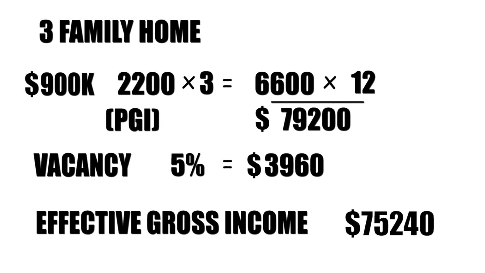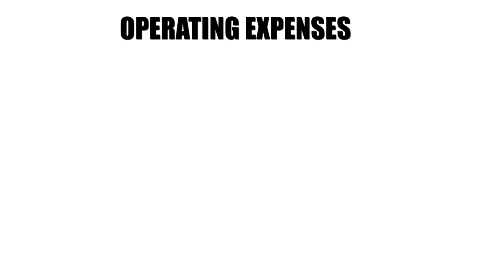We took the potential gross income, subtracted the vacancy, which is 5%, and that gives you the effective gross income at $75,240. Next, which is always a little more complex to calculate, is the operating expenses. And remember, we've got the fixed and we've got the variable, right?